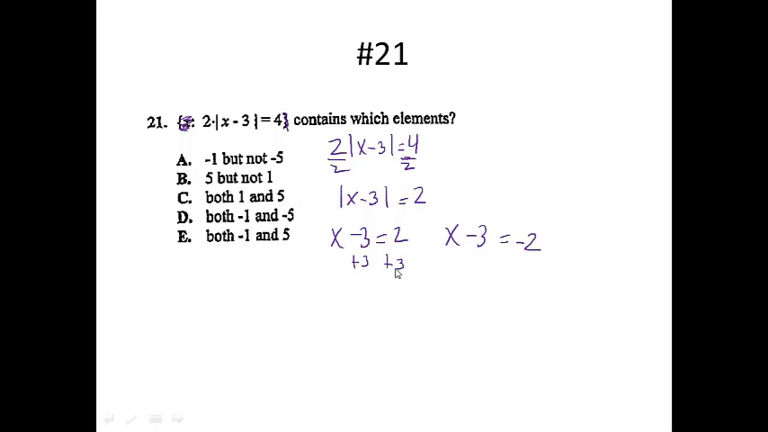So adding 3 to both sides, I'd get x equals 5, and adding 3 to both sides on this one, I'd get x equals 1. So my answer is going to be both 1 and 5. All right, so it's going to be choice C.